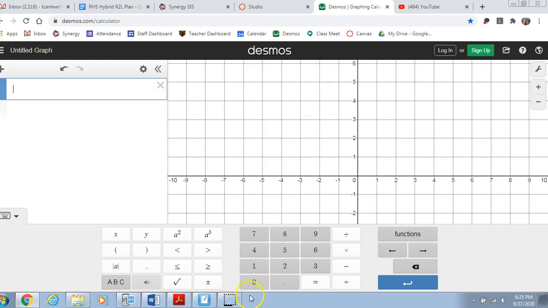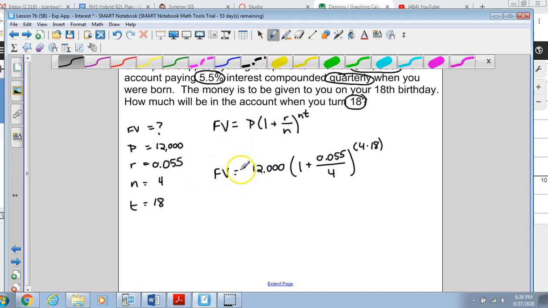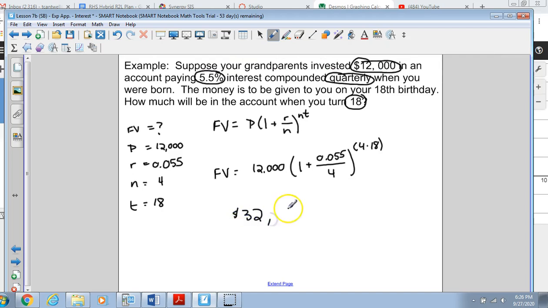If we wanted to enter the same thing, 12,000 parentheses 1 plus 0.055 divided by 4. Now let's make sure to close our parentheses there. All raised to the power of, and I would put in parentheses just to make sure we don't mess up anything, 4 times 18. And then we get that same answer right there, $32,077.73 when we round. So our value would be $32,077.73. It's a nice little chunk of change grandparents set aside for you.